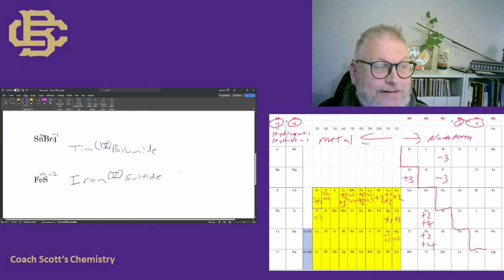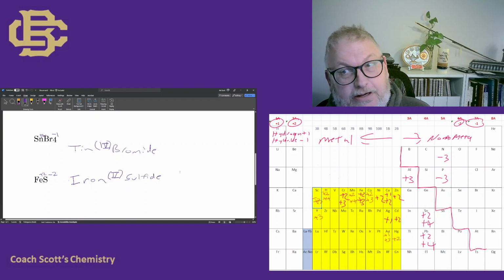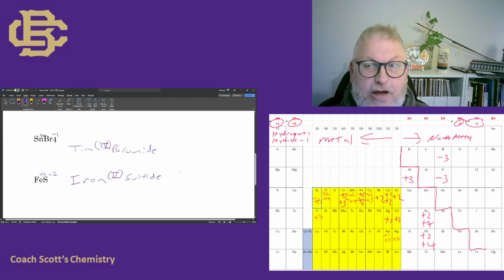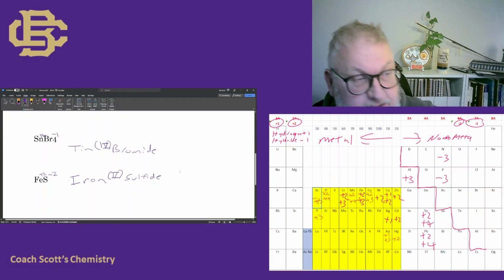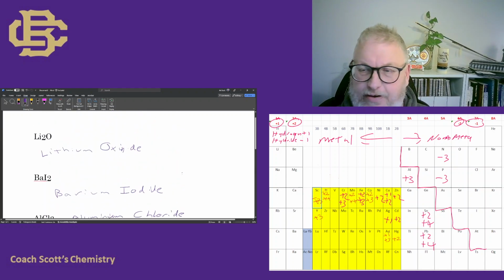So other than that, that's the only time you have to use a Roman numeral. And when you see a Roman numeral in a name, that really helps you out as far as knowing what the cation charge is. Okay? Of course, the anion charge, they are what they are.